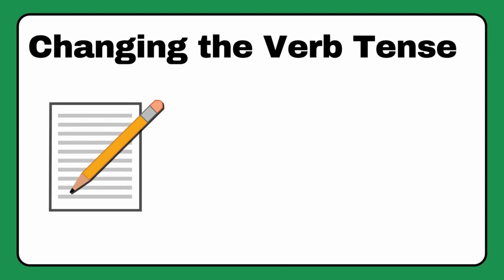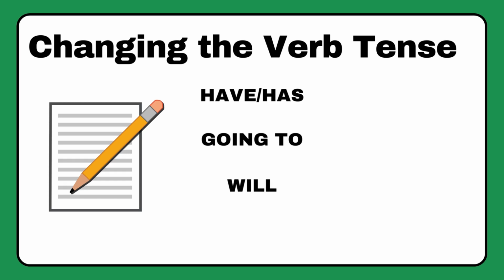Next, we have auxiliary verbs that are added to sentences to change the verb tense of the sentence. For example, we use have or has to change a sentence to the present perfect. We use going to or will to change a sentence to the future tense. We use was or were to change a sentence to the past tense continuous.